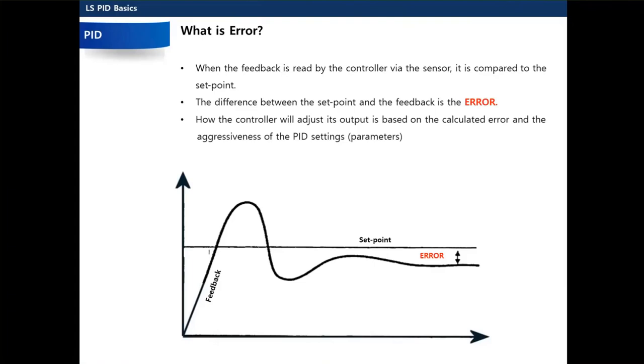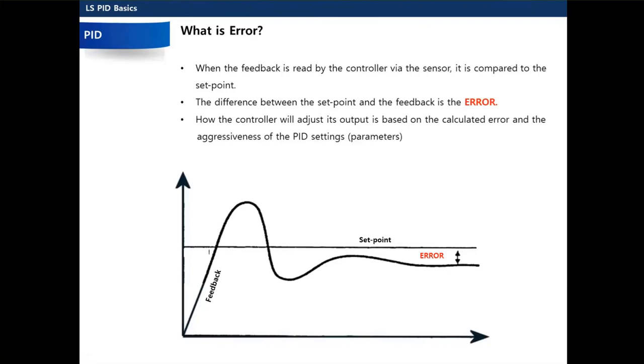So another thing we've got to know about is, what is error? Now we're getting into the details of what's happening behind the scenes when you set up some parameters. Feedback, which is read by the controller through the sensor, so this is your analog input, your pressure feedback or whatever that's connected to the drive, is compared to your set point. If we look at this line down here, let's say your set point is 60 psi, but your feedback does a little bit of an overshoot and drops down a little bit. The VFD is trying to stabilize, and there's usually a difference between those two. The difference between the set point and the feedback is the error.